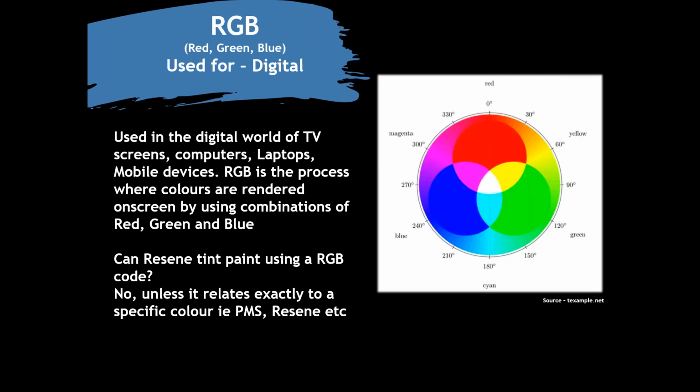RGB is probably actually the most common one that comes in, and that's an on-screen, digital combination of red, green, blue. Again, we can't tint to RGB codes, but what I'll show you in a few slides' time is how we get the closest Resene colors to some of these codes that come in. It's a really simple way of doing it.